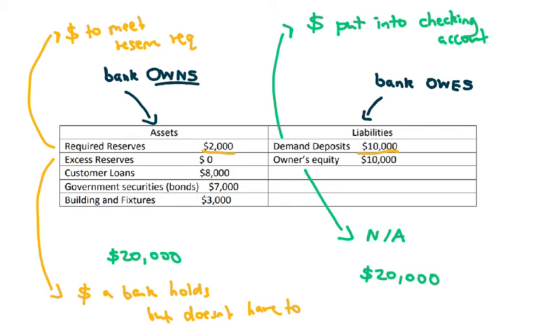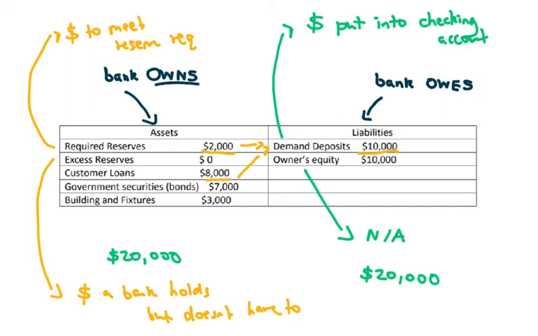So the bank is basically saying, we're only going to meet the bare minimum requirement of what we have to hold in reserve, and we're loaning out the rest. Let's try to make as much money as we can. We're going to loan out the rest. Okay? And so you can see that's exactly what they've done, because customer loans are $8,000. So of these demand deposits, 2,000 of it is in required reserves, and the rest of it is being loaned out to customers.